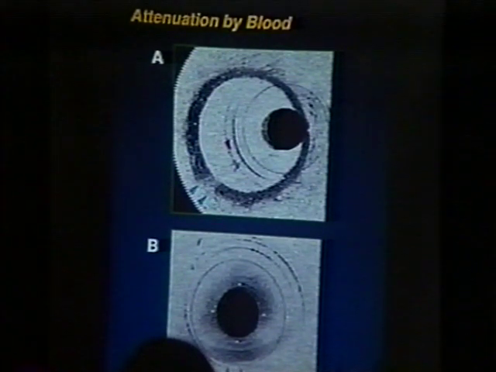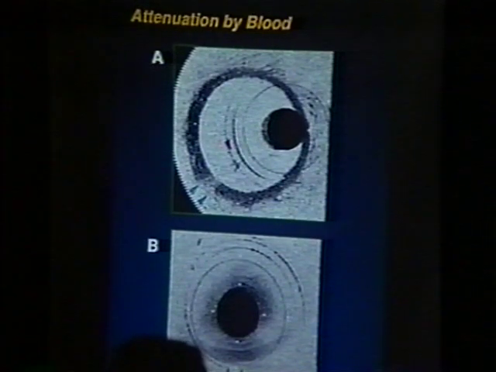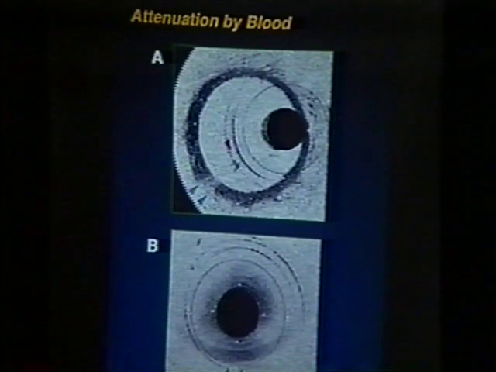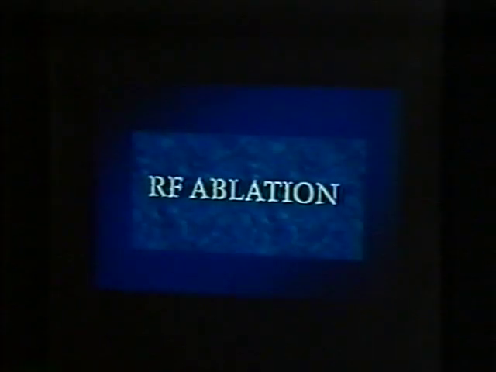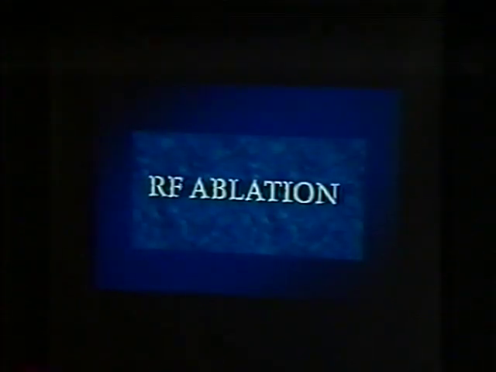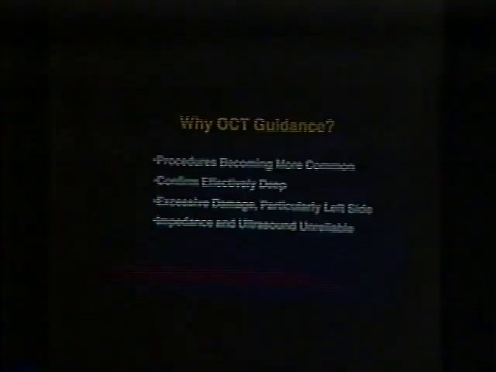Also, just to demonstrate the ability to identify fine structure deep within the tissue, this is a basement membrane, which is important in the progression of atherosclerosis within the artery. And you can see that the basement membrane is clearly identified in this artery with intimal hyperplasia.